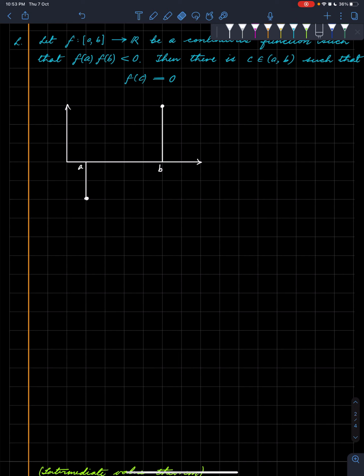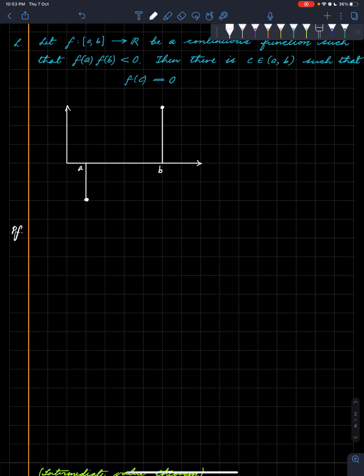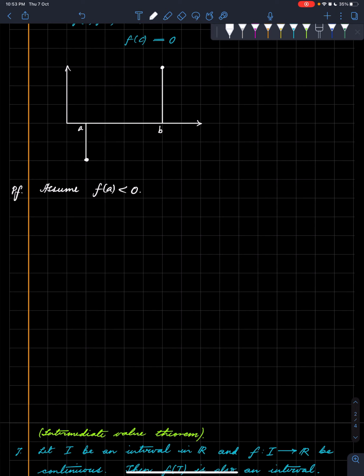So okay, here is the proof. There are multiple very nice proofs of it. Assume f(a) is less than 0. The other case would be that f(a) is greater than 0, but that is completely analogous, so I won't do it. So assume f(a) is less than 0, then f(b) must be greater than 0 by hypothesis.